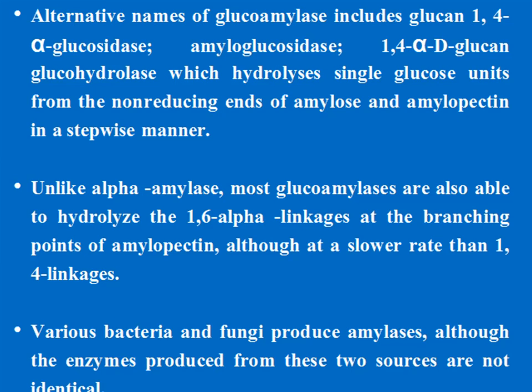Alternative names for glucoamylase include glucan 1,4-alpha glucosidase, amyloglucosidase, and 1,4-alpha-D-glucan glucohydrolase, which hydrolyzes single glucose units from the non-reducing ends of amylose and amylopectin in a stepwise manner. Unlike alpha amylase, most glucoamylases are also able to hydrolyze the 1,6-alpha linkages at the branching points of amylopectin, although at a slower rate than 1,4 linkages.